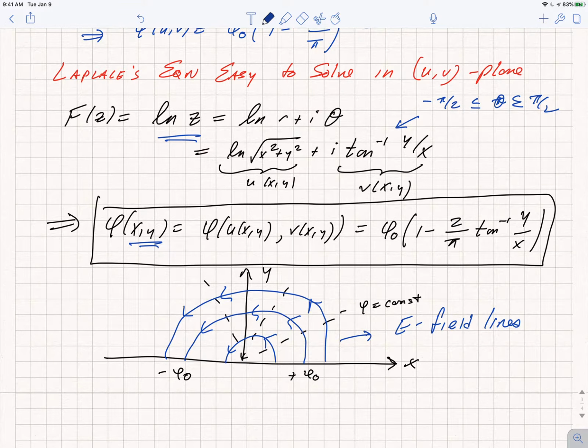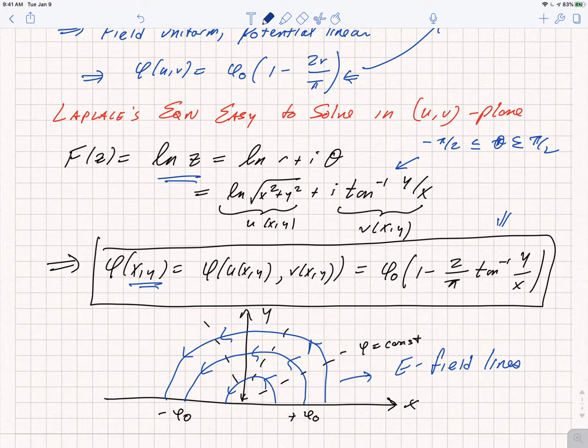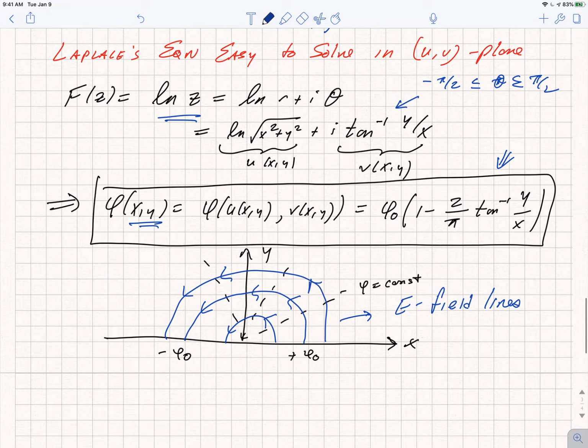Now, this was a fairly simple solution in the uv plane. This is a lot harder to guess. And so this is the utility of conformal mapping. It allows you to transform Laplace's equation in one geometry into Laplace's equation in another. You see here that what corresponds to lines of constant potential are just radial lines, because they have constant values of the arctangent of y over x.